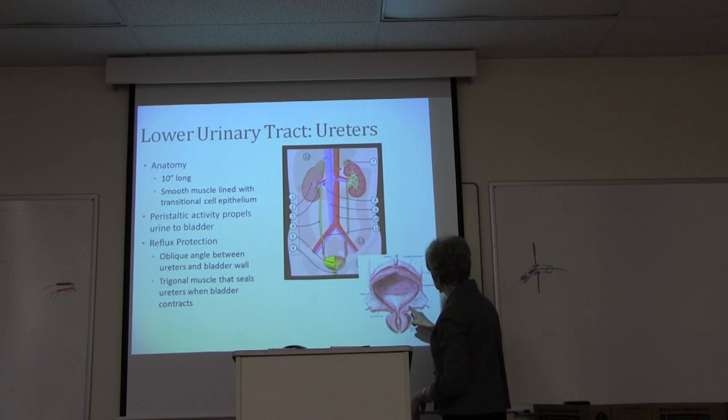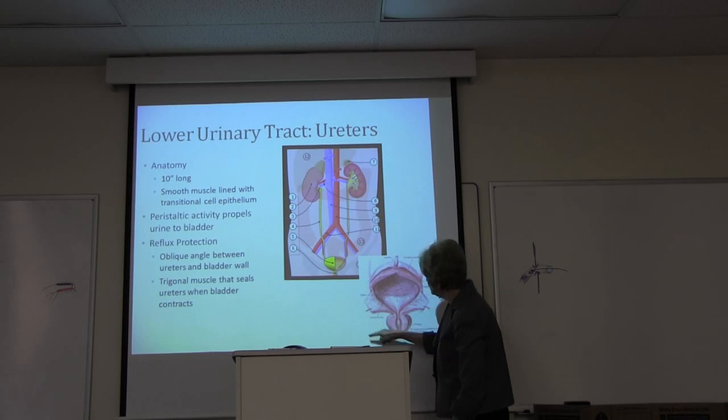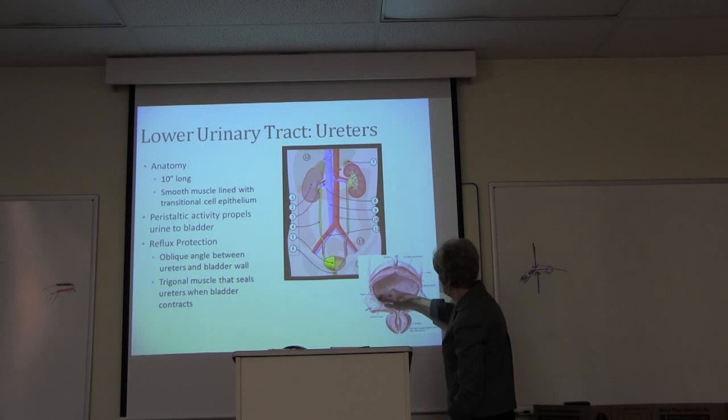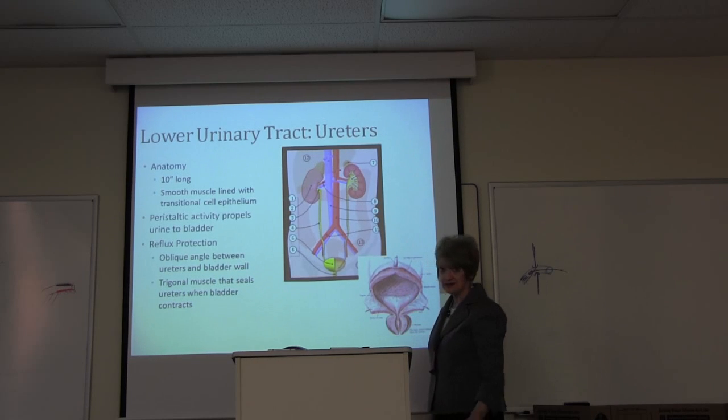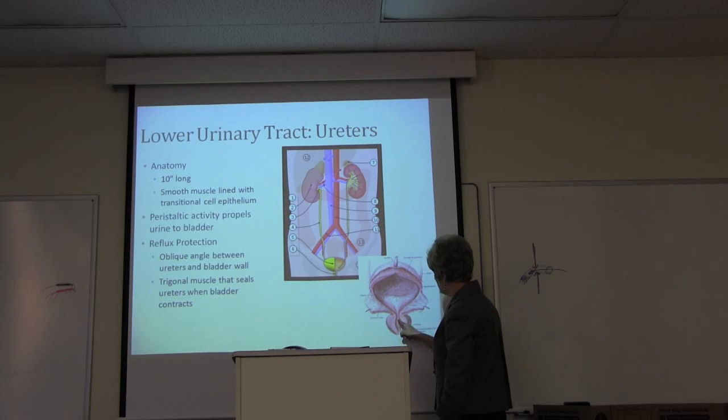More importantly, this is a cutaway showing the inside of the bladder. So here's the bladder lined with transitional cell epithelium. But I want you to pay attention to this triangular area at the base. That's known as the trigone. It's an anatomical landmark. It's the triangle formed by the 2 ureteral and 1 urethral opening.